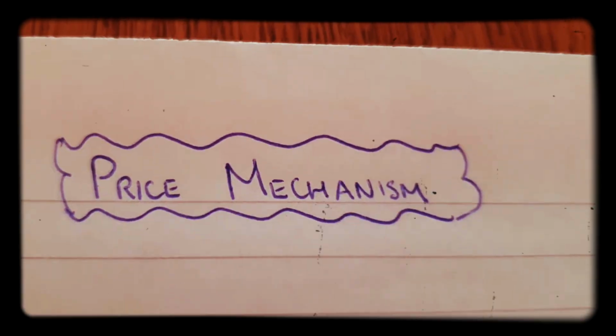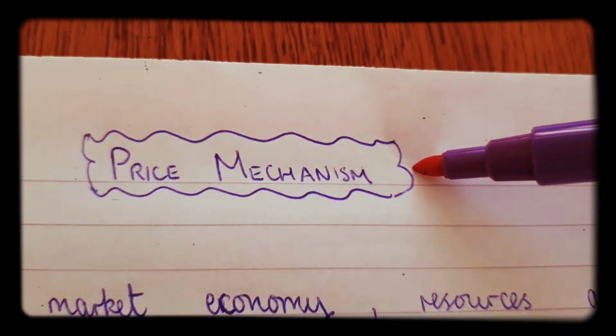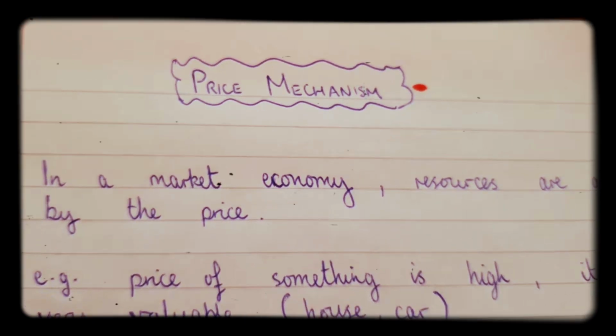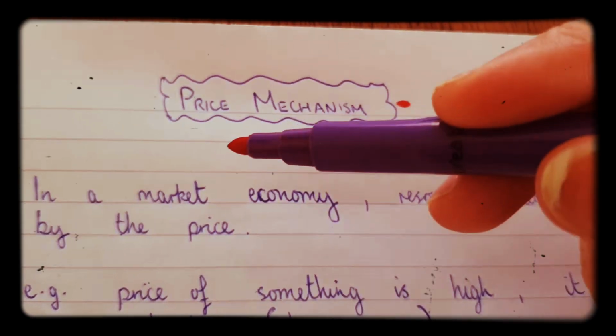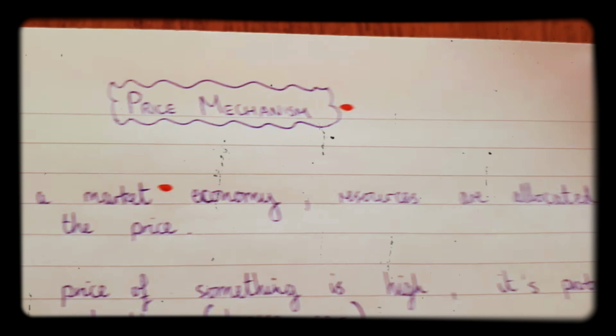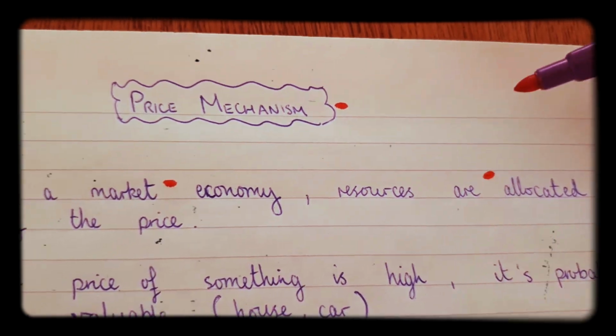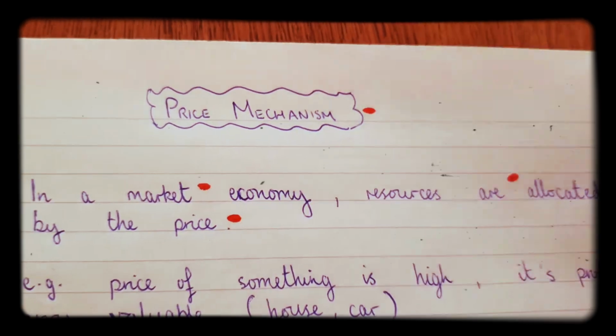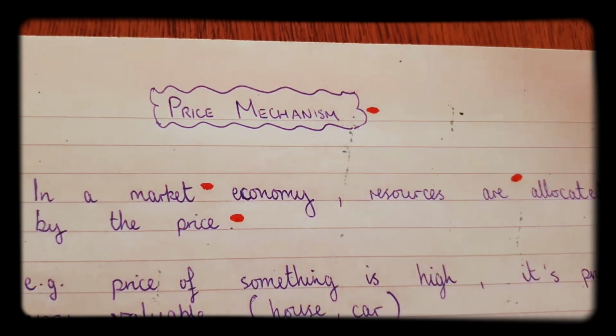In this video, we're going to be looking at the price mechanism. So in a market economy, that's very important. In a market economy, resources are allocated by the price of products, so by this price mechanism.